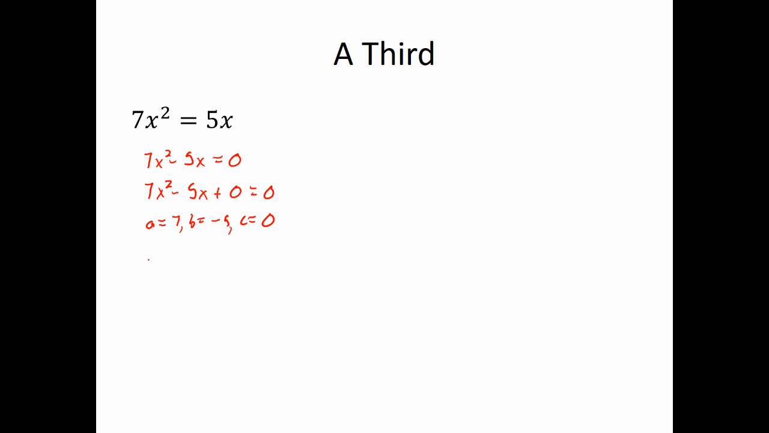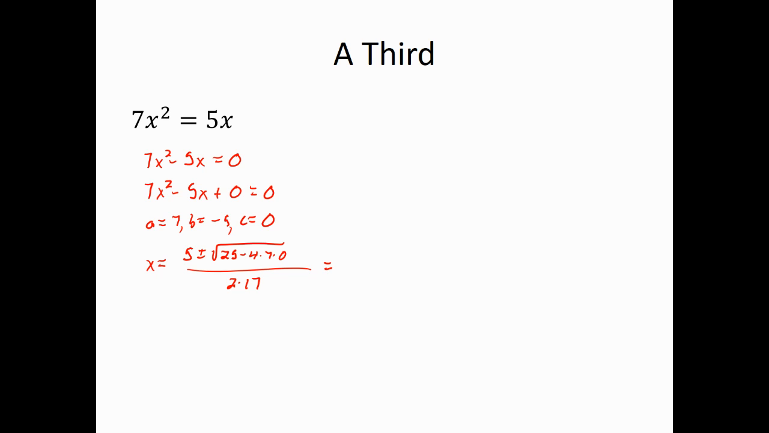And let's plug into the quadratic formula. So the possible values of x are negative b, which is the negative of negative 5. So 5 plus or minus the square root of b squared minus 4ac. b squared is 25 minus 4 times a times 0, all over 2 times a, which is 2 times 7. Oops, that's a mess. Let me fix that. 2 times 7.